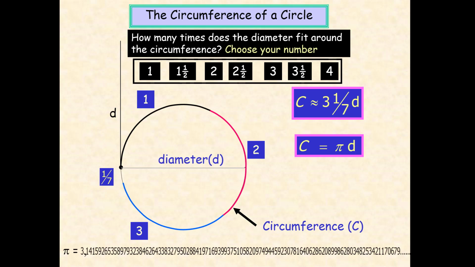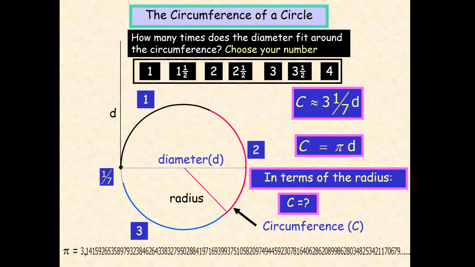So the circumference is pi times the diameter. So remember, the 3 1/7 is pi. If you times that by the diameter, you have the circumference of a circle. In terms of the radius, since you know the diameter is equal to 2 radii, you can just say pi times 2 times radius, or 2 pi r. So circumference can either be pi times diameter or 2 times pi times radius.